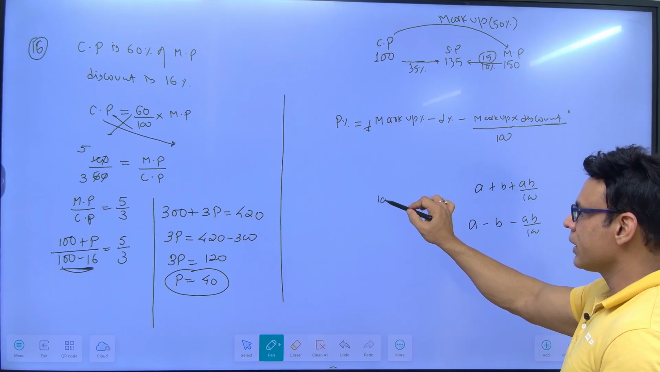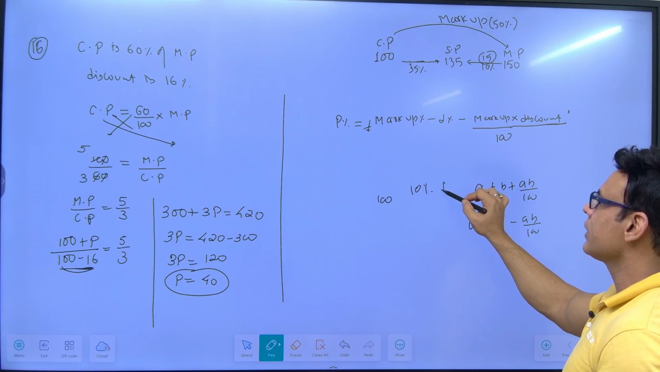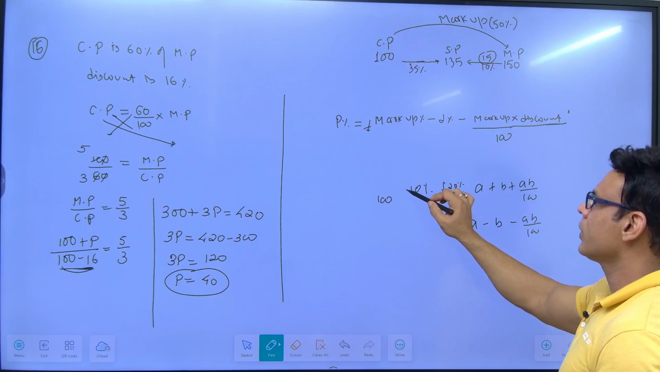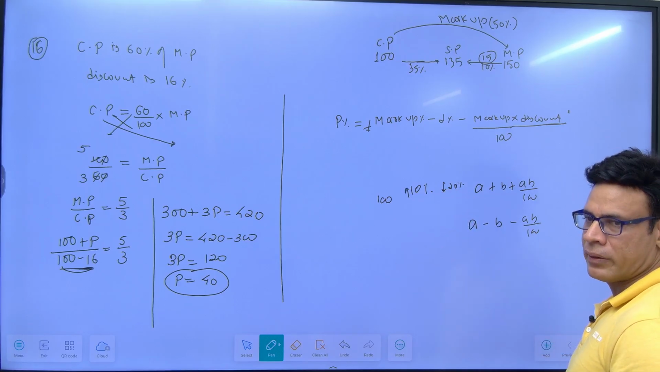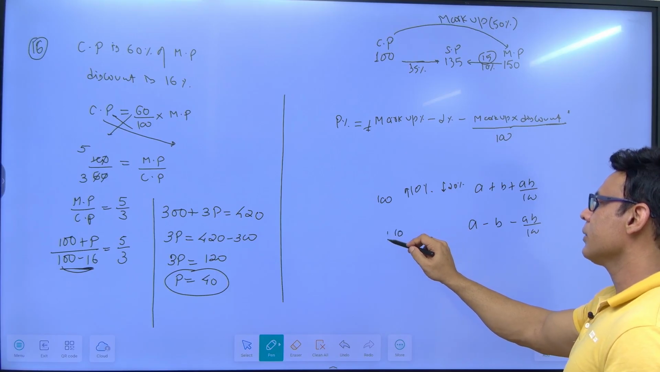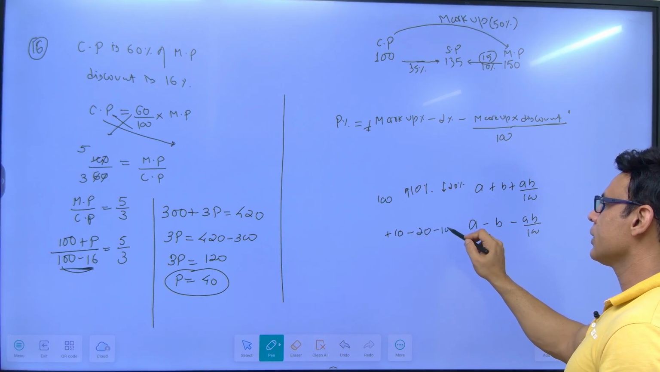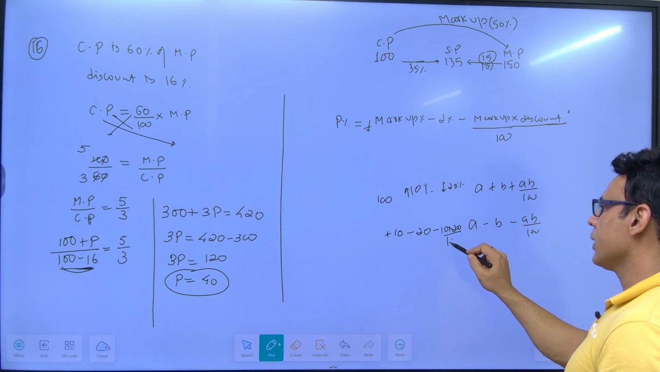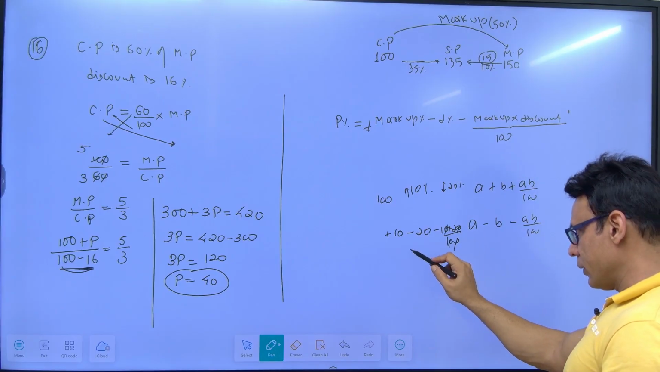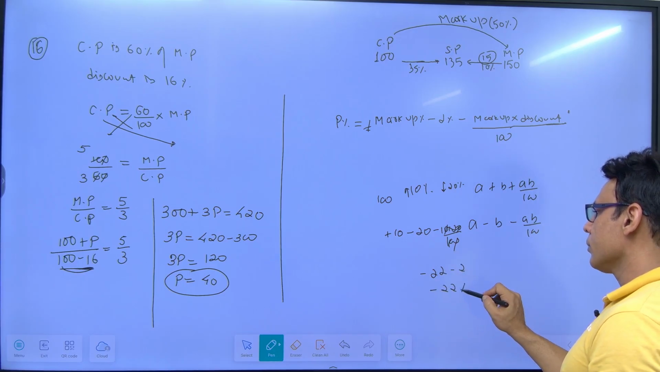Suppose a 100 rupees article first increases by 10% and then decreases by 20%, or both times it increases, then you can use the formula. In that case, you can write this as plus 10 minus 20 plus minus 10 into 20 by 100. Just minus 20 minus 2, minus 22.